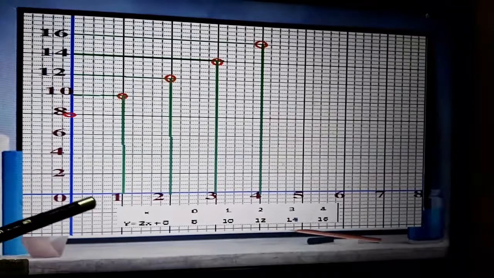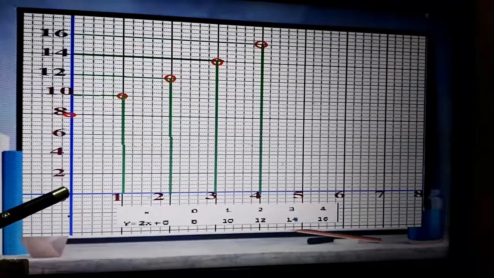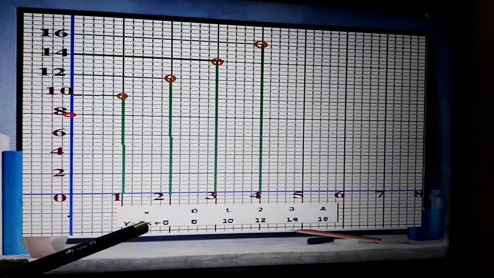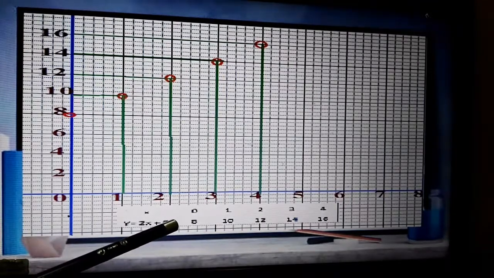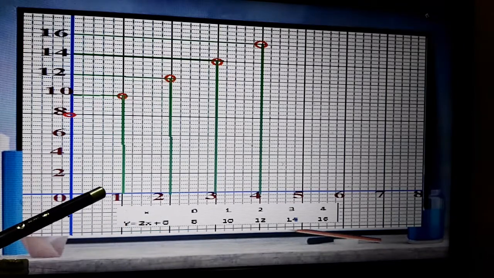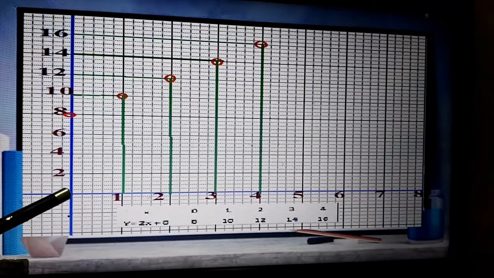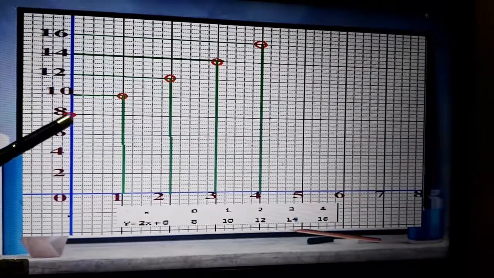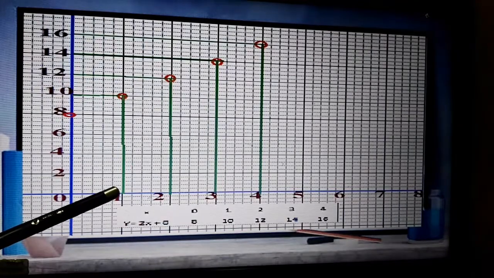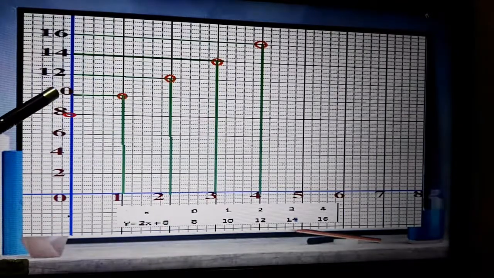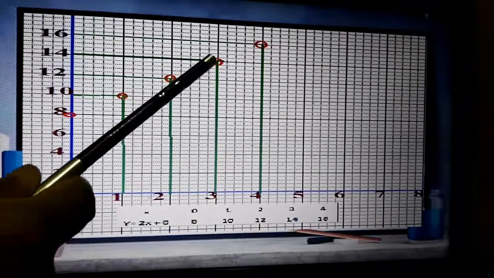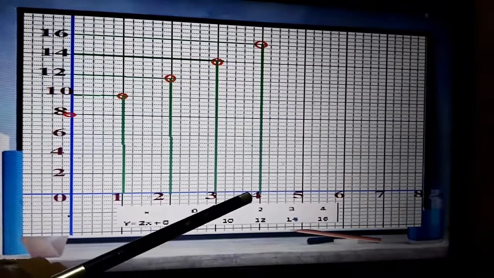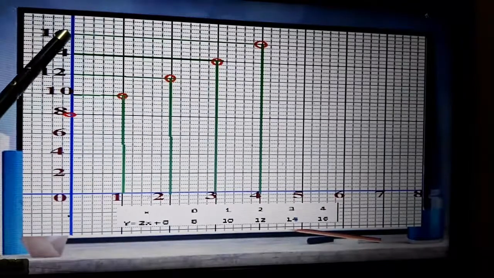In this Cartesian plane, we have taken the scale, and we have the points in this table: if x is equal to 0, then y is equal to 8. So here x is equal to 0 and y is equal to 8. Next, when x is equal to 1, then y is equal to 10. x is equal to 2, then y is equal to 12. x is equal to 3 and y is equal to 14. x is equal to 4, then y is equal to 16 here.